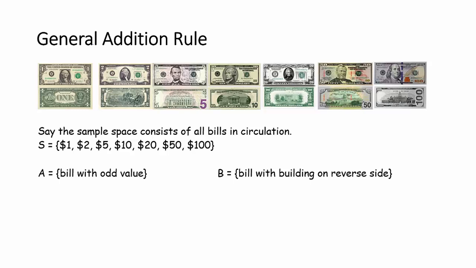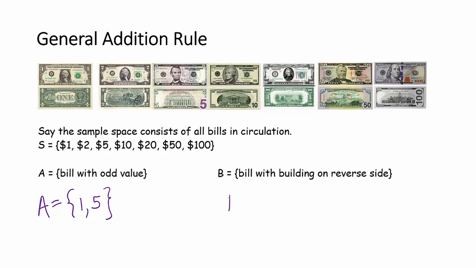And we want to find some special things. So let's say that event A would be bills that have odd values. Okay, so I'm just going to summarize what those would be. So A is really the 1, the 5, and nothing else. And let's say event B is picking a bill that has a building on the reverse side.